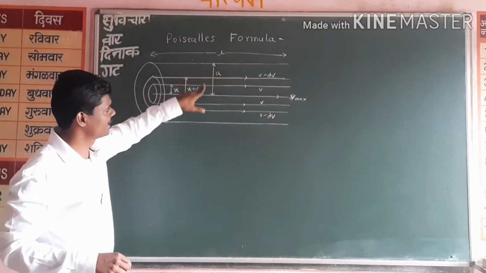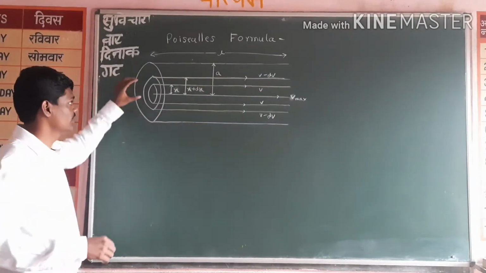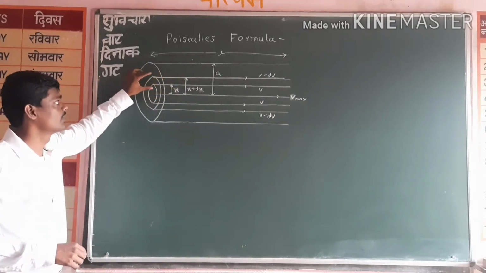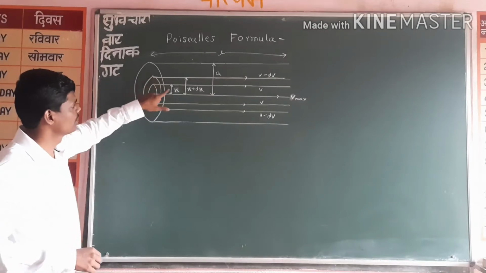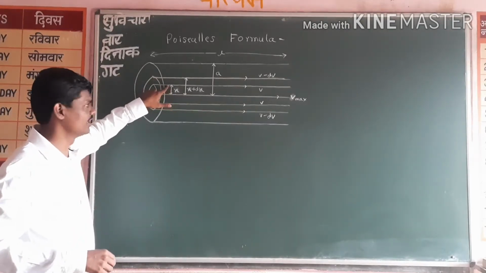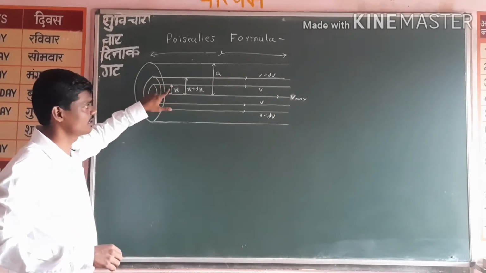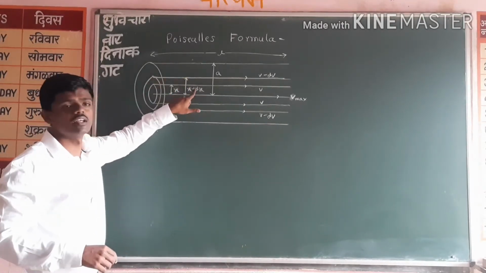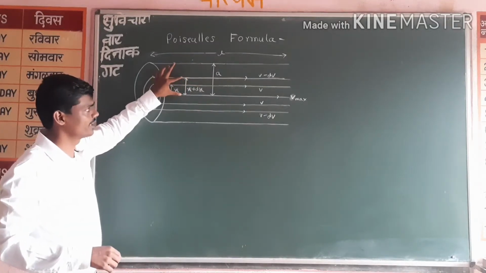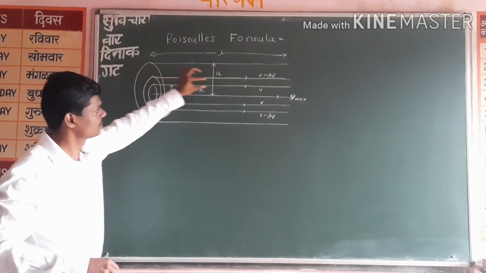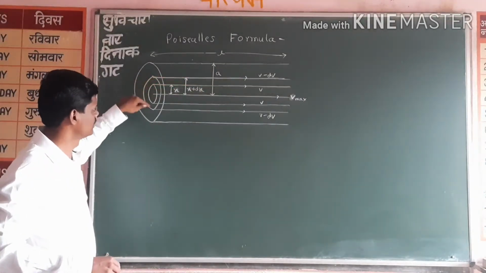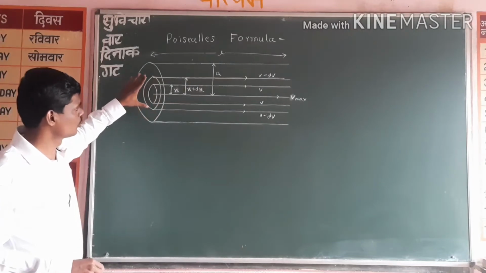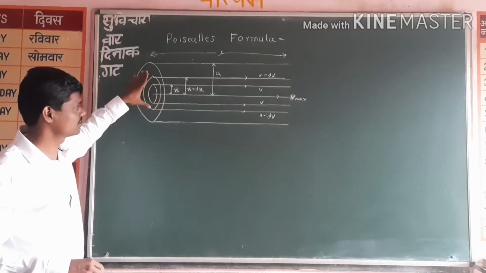Now the radius is a, and we are considering a cylindrical shell inside it. This is an imaginary layer of liquid, denoted in yellow color here. Now this is the inner layer, which has inner radius x, and the outer layer has radius x plus dx. The difference is dx, so the total radius is x plus dx. We are studying this cylindrical layer of liquid.